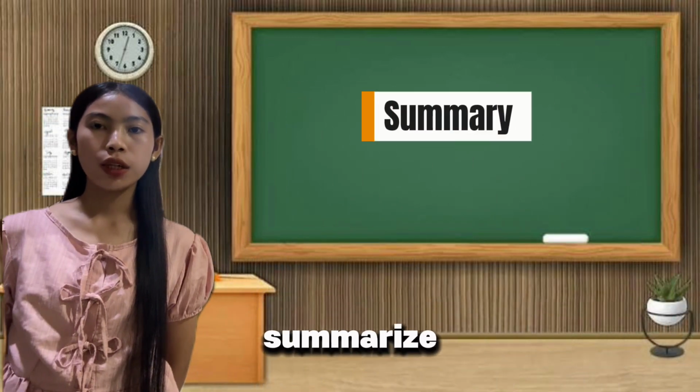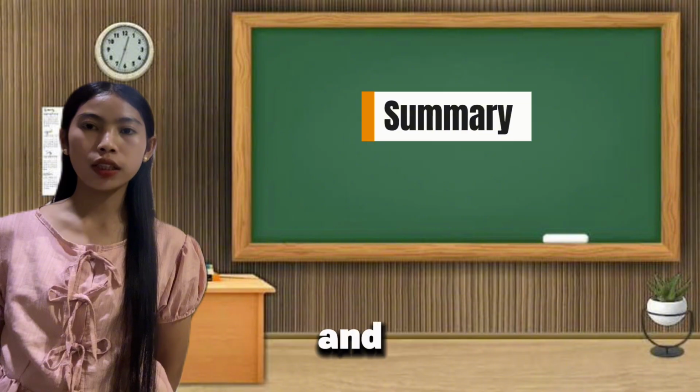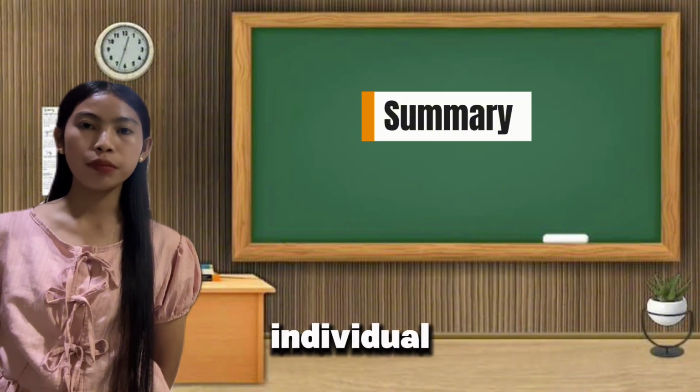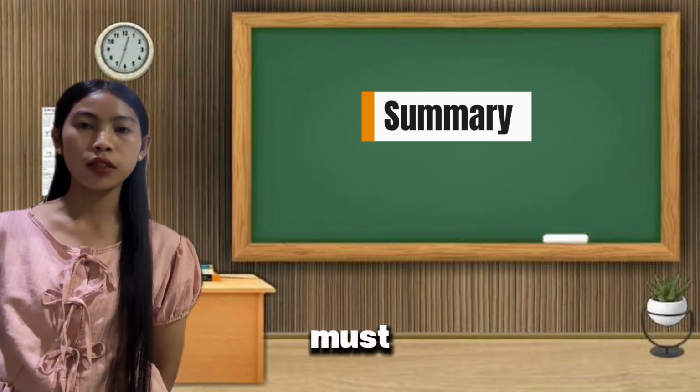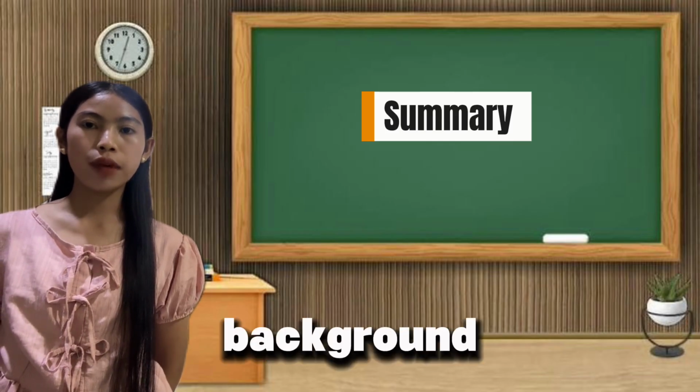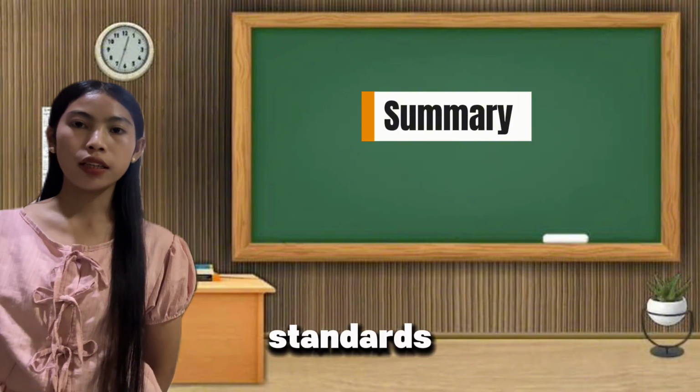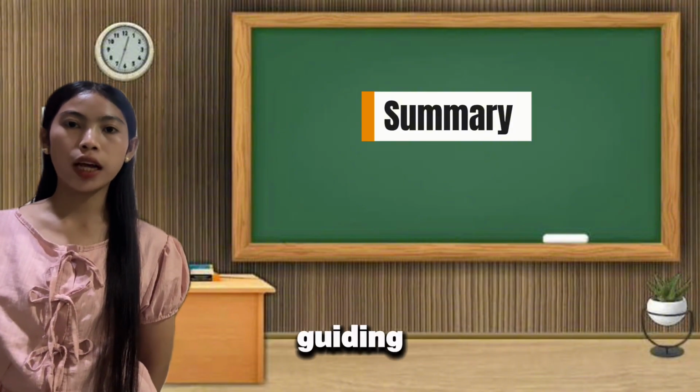To summarize, we learned that social interaction and relationships make learning more effective, and learners have individual differences that teachers must consider. Diversity in background should be respected in the classroom, and finally, high standards and fair assessment are key to guiding progress.